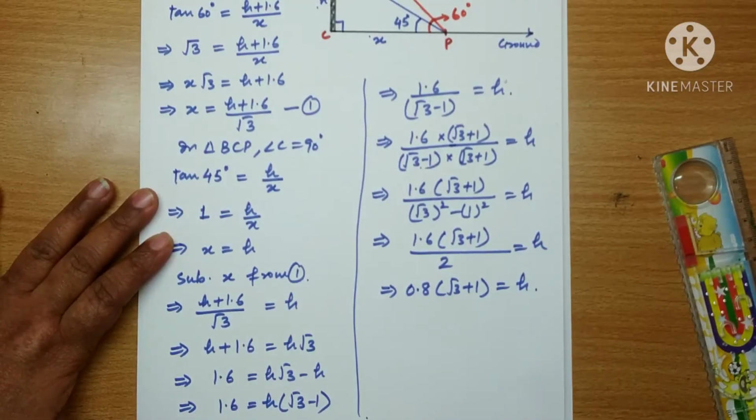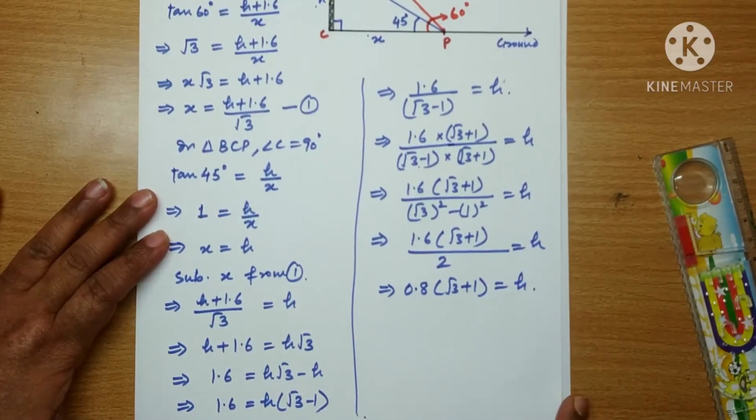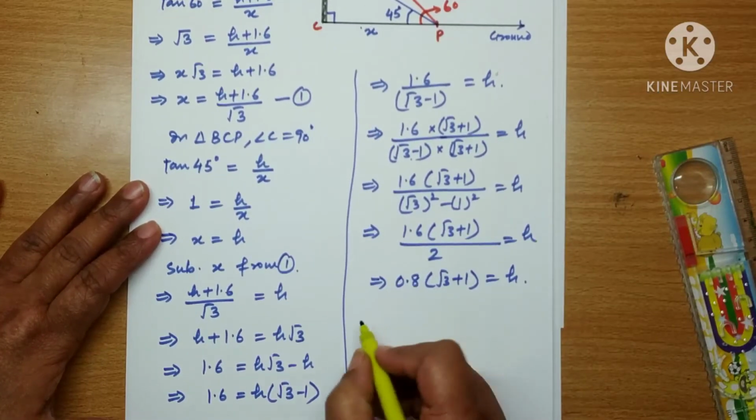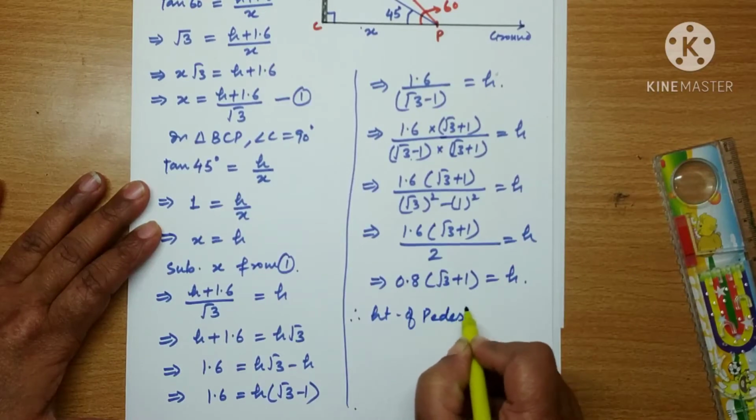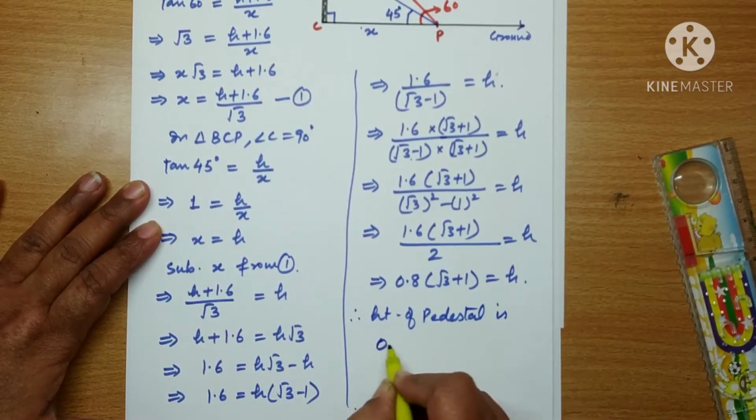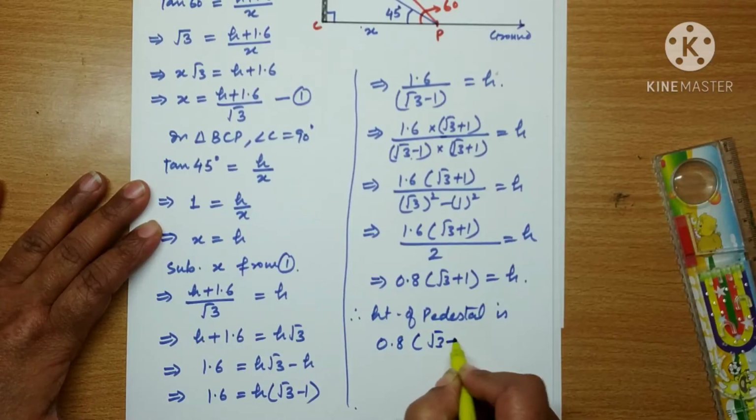Now since the value of root 3 is not given in the question, we are going to leave the answer in this form only. So therefore the height of the pedestal is 0.8 times root 3 plus 1 meters.